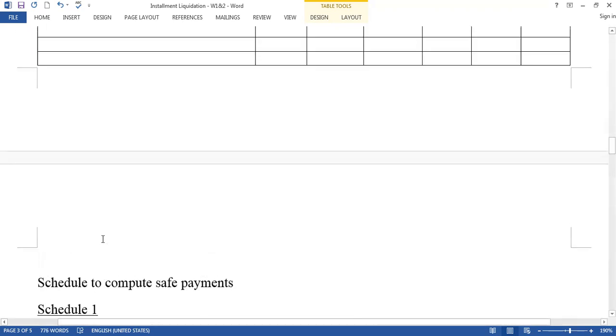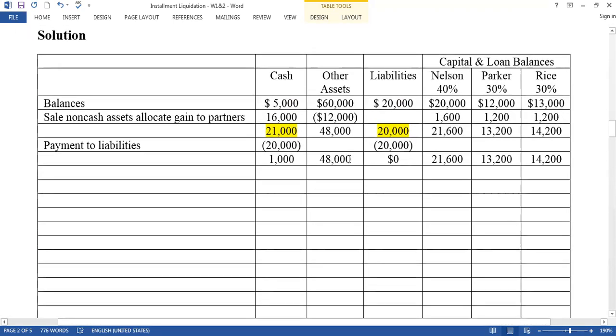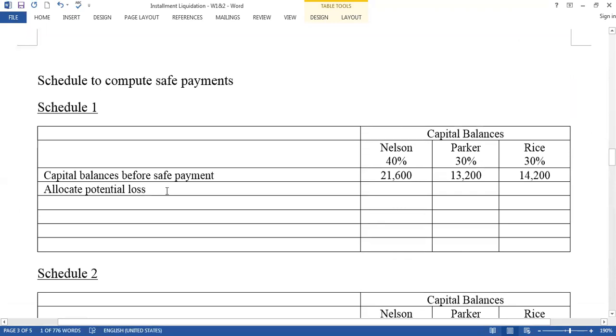What is our potential loss? Our potential loss is $48,000, right? This is the potential loss, because we assume that this money is totally lost. We assume that this is our potential loss. Okay, and this loss is going to be allocated based on 40.